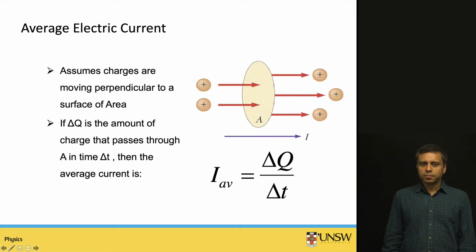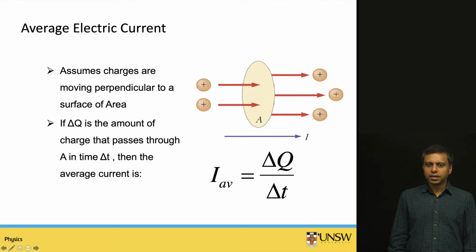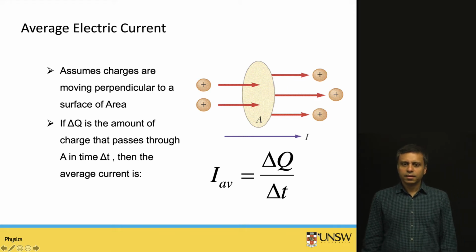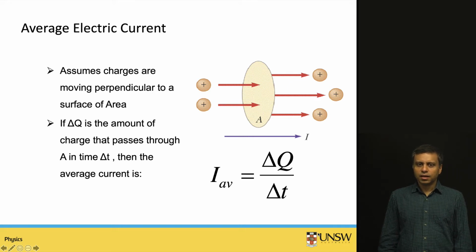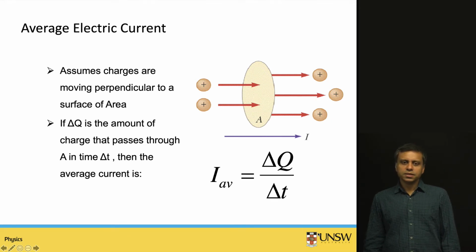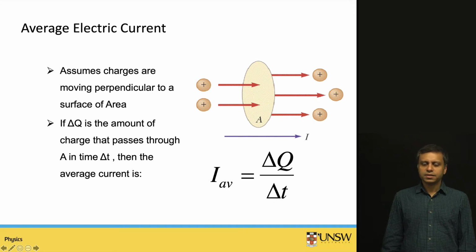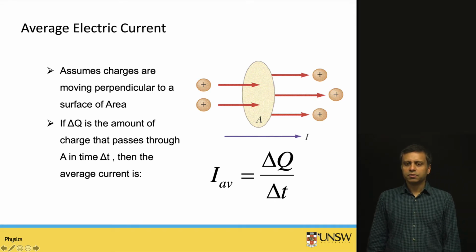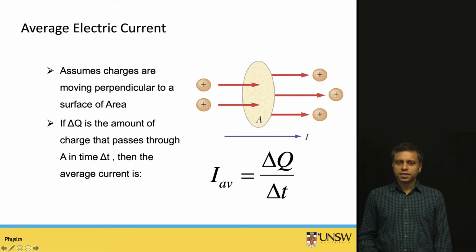So let us obtain an expression for the average electric current flowing through some area. In this picture you see a circular area of magnitude A, and there are positive charges moving perpendicular to this area. Suppose in a time delta t, the amount of charge that flows through this area is delta q. Then we define the average electric current, I average, as the ratio of delta q over delta t. That is the amount of charge flowing, delta q, in a time interval delta t. Now this is for constant current.